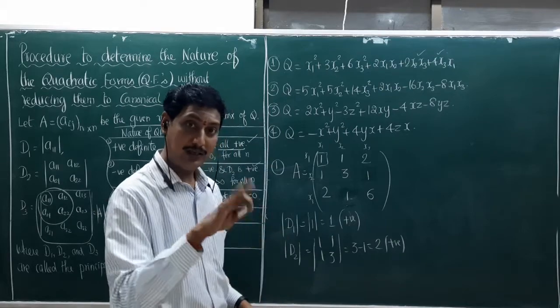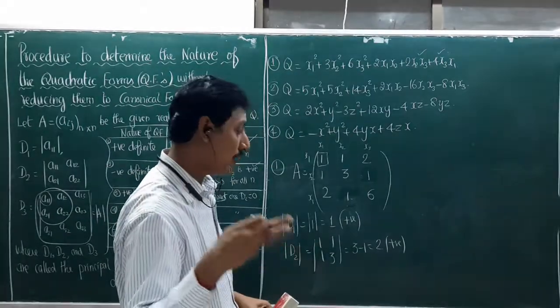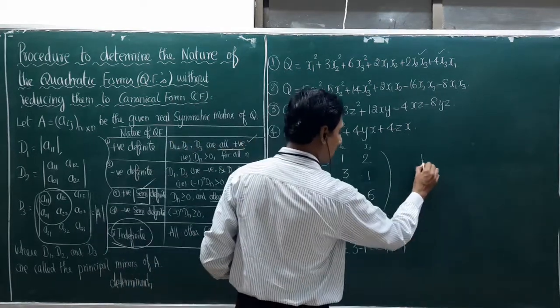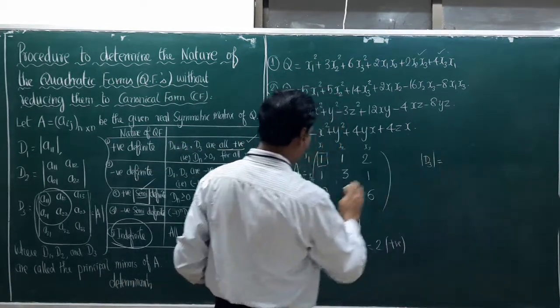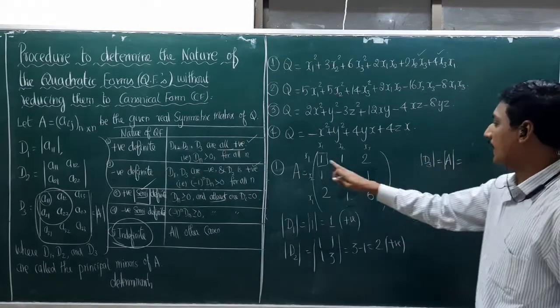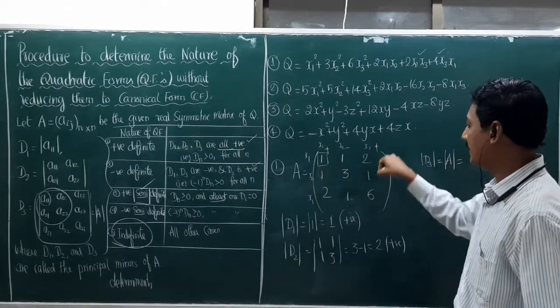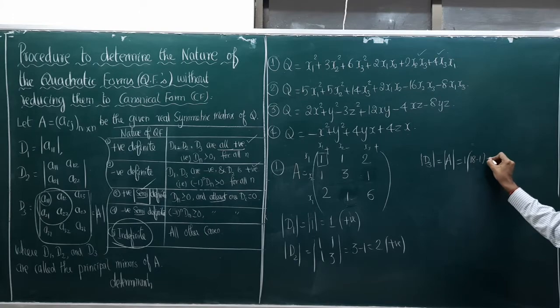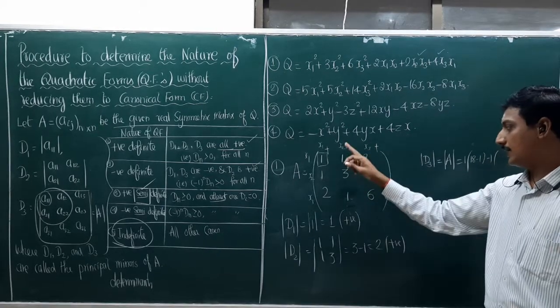Now d3 only, the final one. This only decides the nature. So what is d3 here? Mod d3 is nothing but the determinant of the matrix A. So determinant of A equal to, as you already know, this is plus, this is minus, this is plus. So 1 into 3, 6 are 18, 18 minus 1. Minus 1 into this row and this column is eliminated.